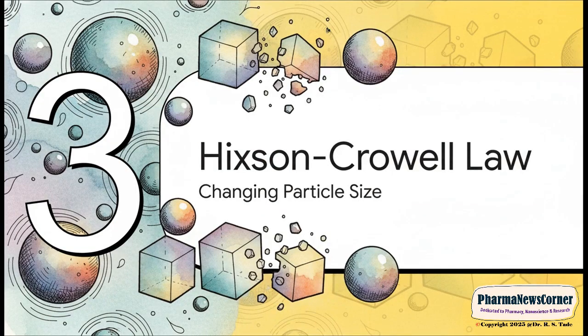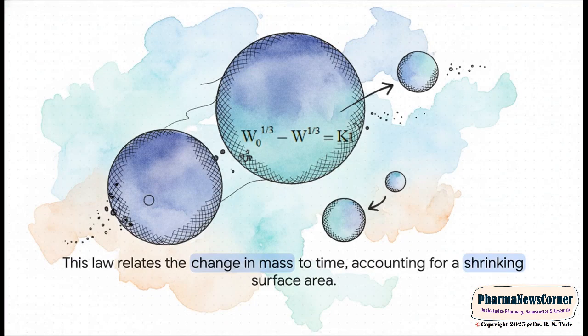Well, that question leads us right to our next model, the Hixson-Crowell cube root law. This was literally designed to solve that exact problem of changing particle size. So instead of looking at concentration, this law looks at how the particle's mass or weight changes over time. What the equation basically says is that the rate at which the particle shrinks is predictable.